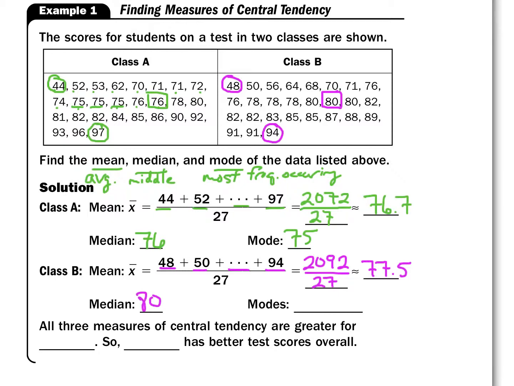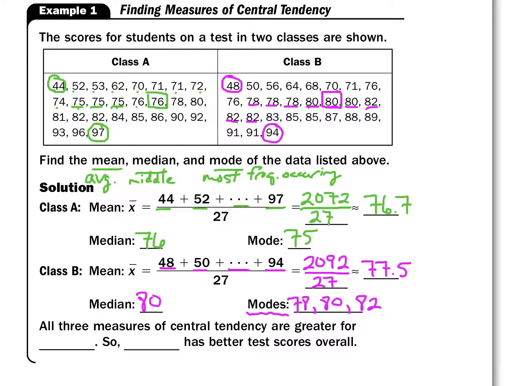And then it says modes, plural. And the reason that it says this is because if I look on here, 78 occurs 3 times, 80 occurs 3 times, and 82 occurs 3 times. So my modes, plural, are 78, 80, and 82.